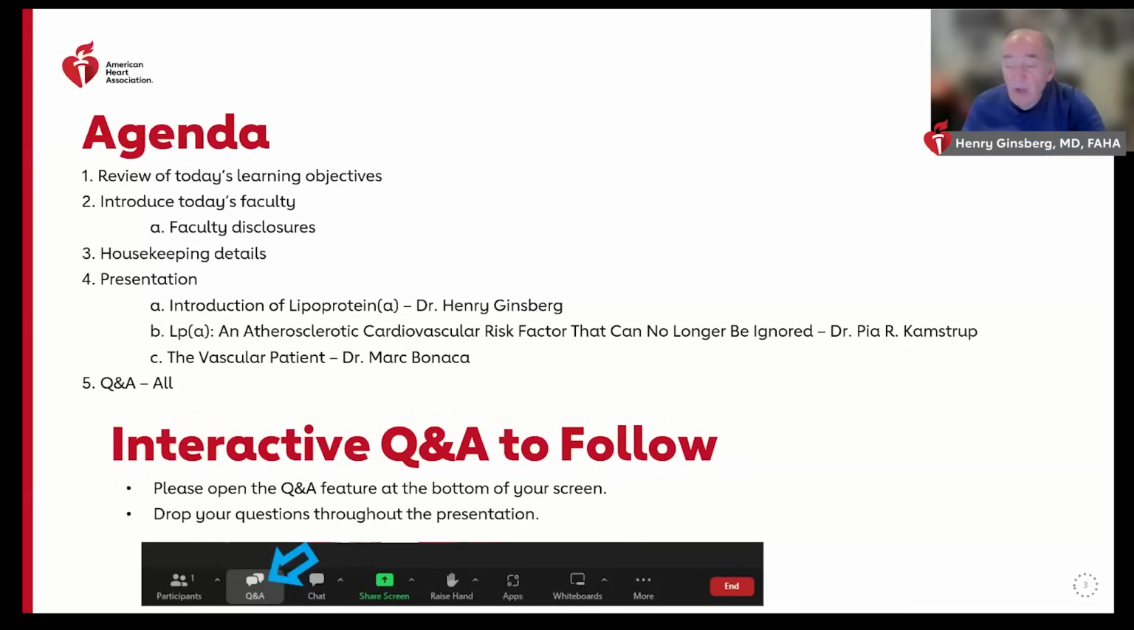A quick review of the agenda, and I'll go into a little more detail as we move along, is shown here. We'll have learning objectives reviewed for a moment, introduce the faculty, some housekeeping details, and then the presentations. There'll be three of them, and then a question and answer period. And you'll hear this a few more times because we really want participation from the audience. Somewhere on your screens, depending on your computer setup, you'll see a Q&A. It's alongside participants in the chat icons. There's a Q&A icon that allows you to drop questions to us throughout the presentations.